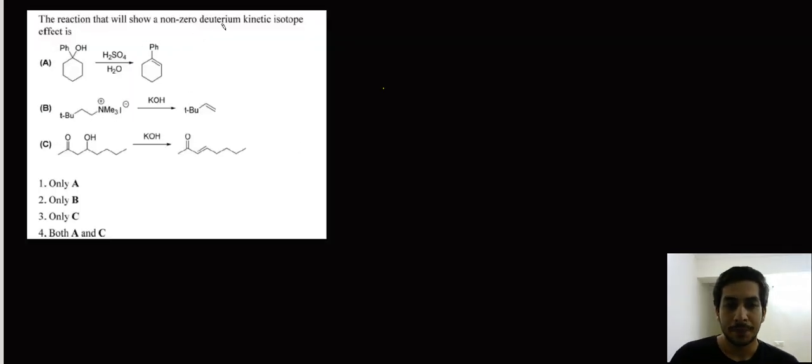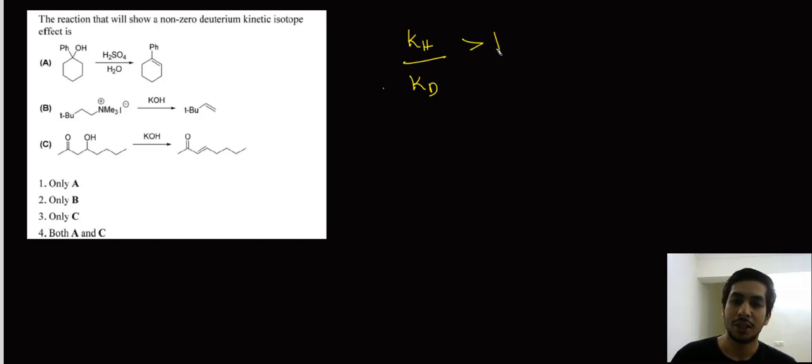Right. So this is a very interesting question which has been asked, and it says: the reaction that will show a non-zero deuterium kinetic isotope effect. Okay, so I'll try to explain in a bit of detail what exactly the deuterium kinetic isotope effect is. This basically tells us the ratio of kH upon kD, that is, the speed at which the reaction happens with hydrogen and with deuterium. So this is a ratio which tells us about the kinetic isotope effect, right?